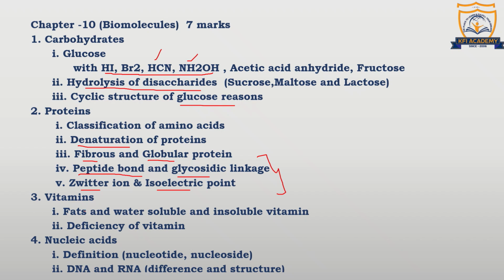And vitamins, from lower classes onwards you are studying: fat and water soluble vitamins. Simple things to remember. What are water soluble vitamins? C and B. Remaining are fat soluble vitamins. And nucleic acid, like nucleotide, nucleoside, DNA, RNA structures. All these topics, study and go.